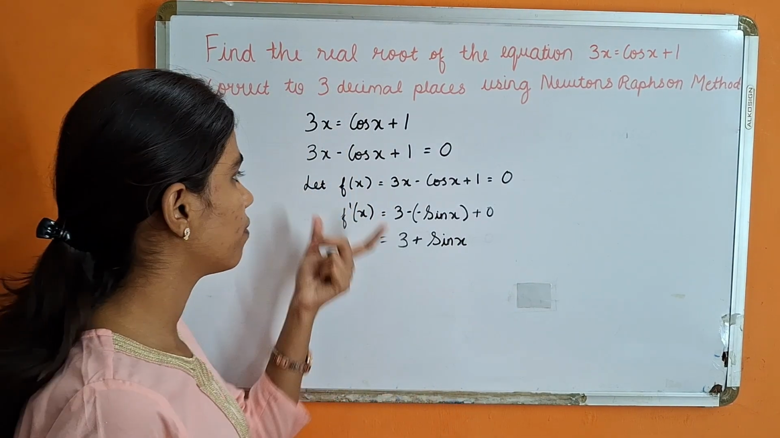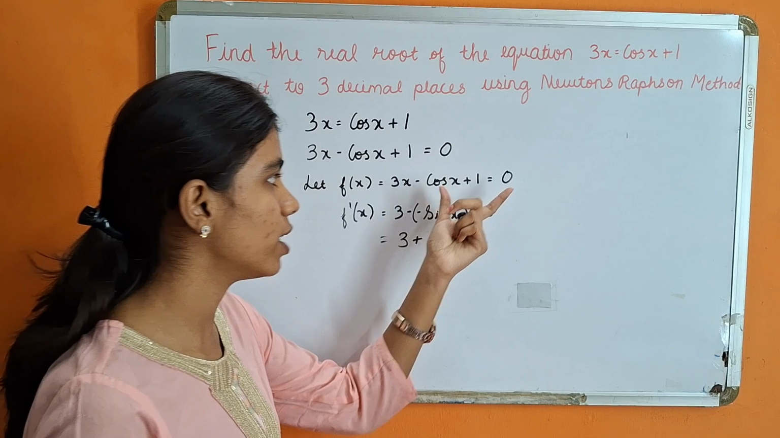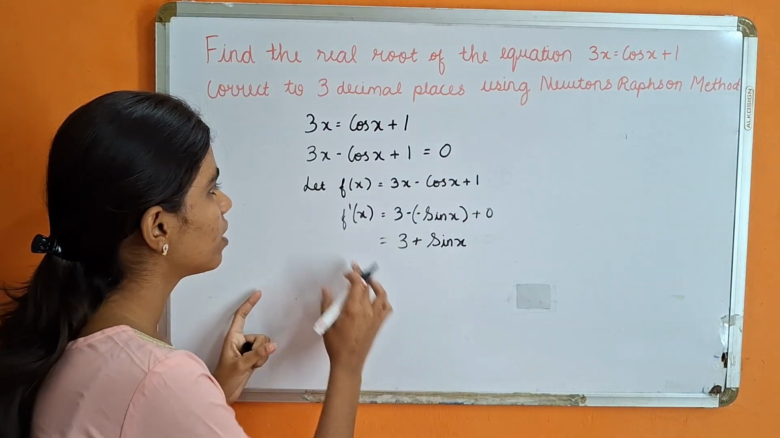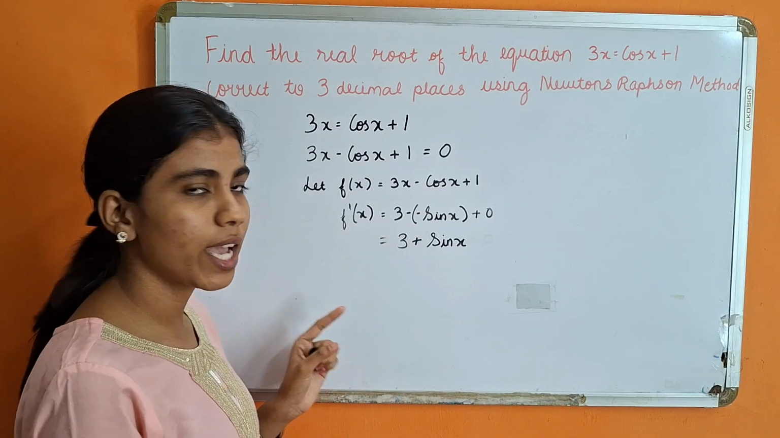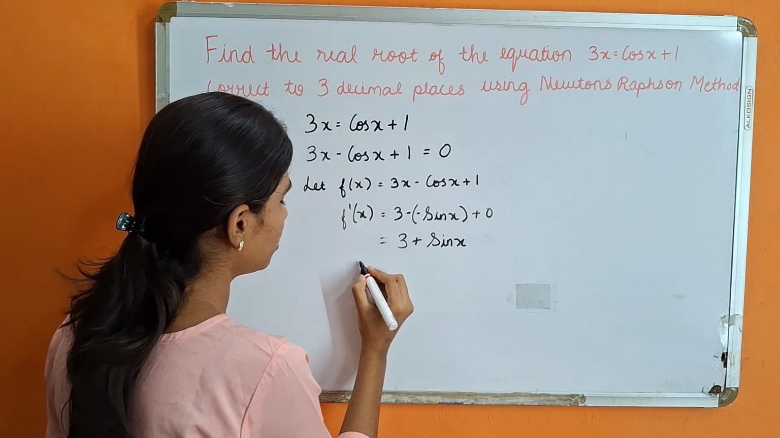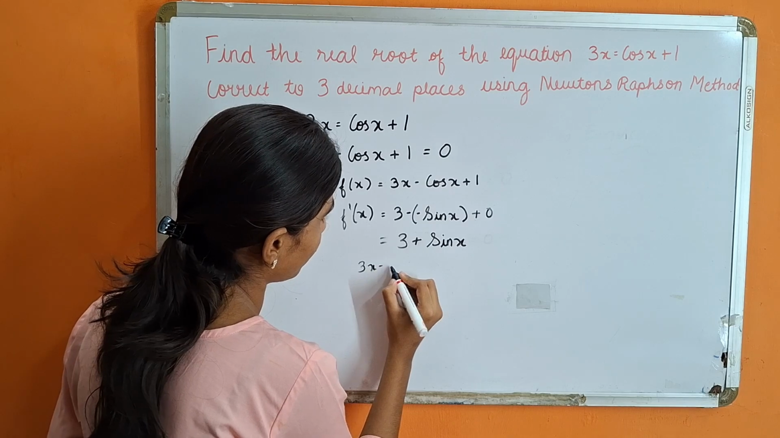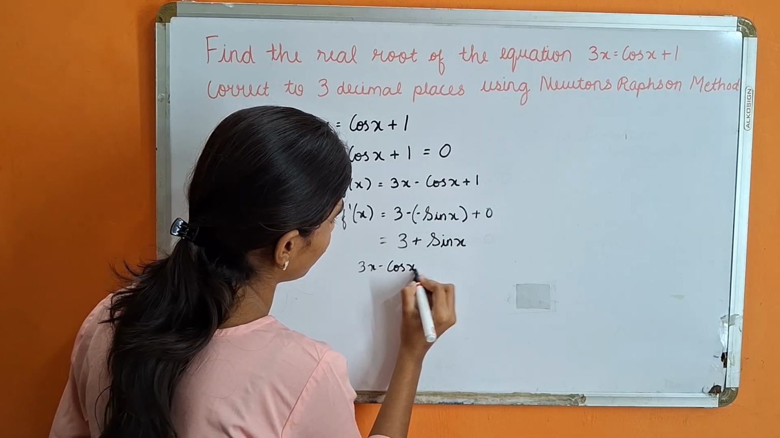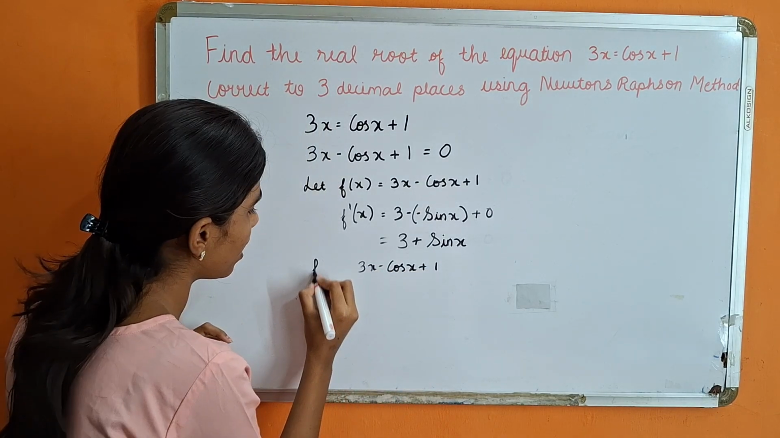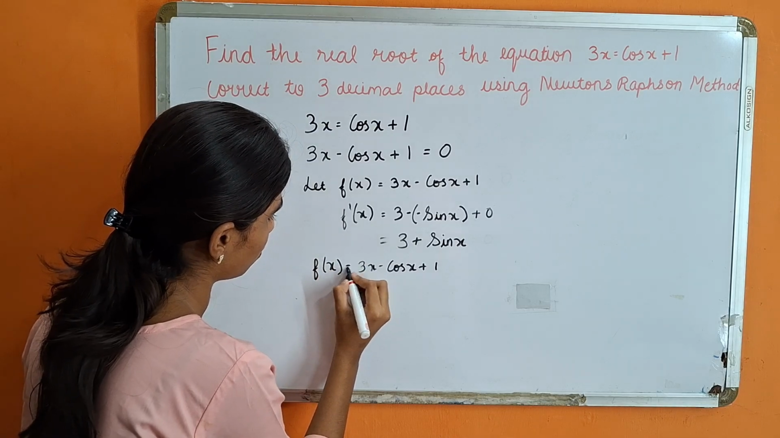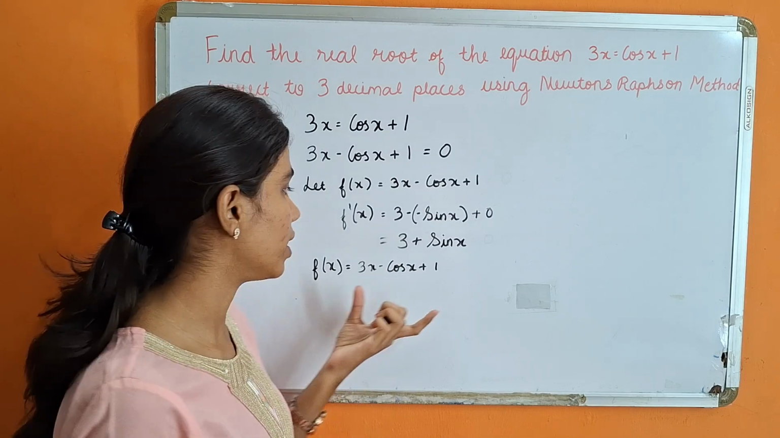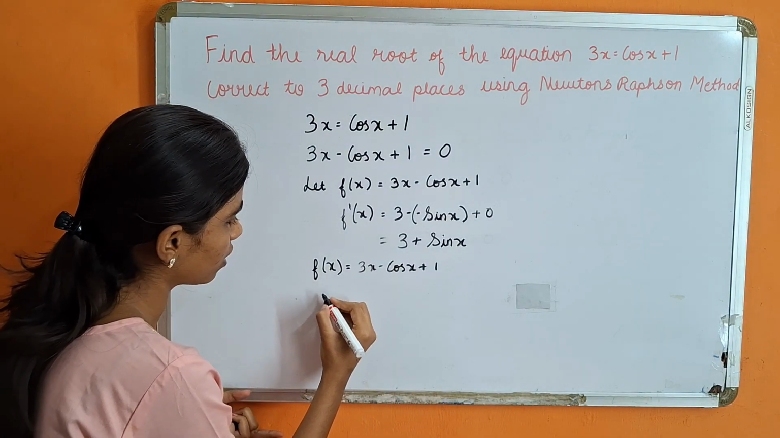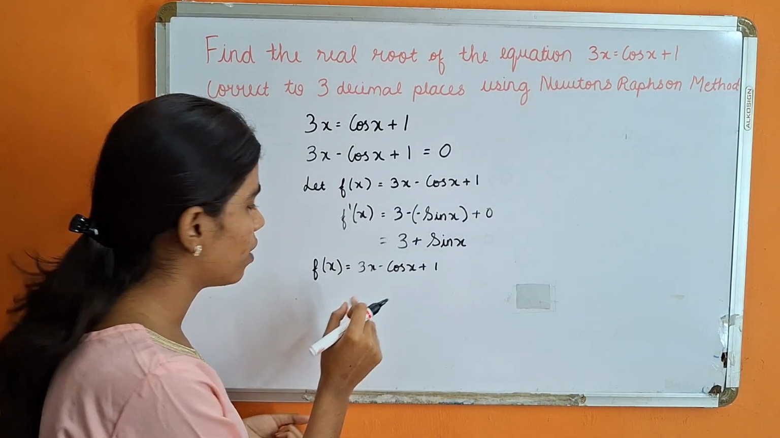What is your f(x)? f(x) is 3x - cos x - 1. In your calculator, you have to put 3x - cos x - 1, that is your f(x). You have to put this into your calculator. After you put it in, you have to give the x value as 0.